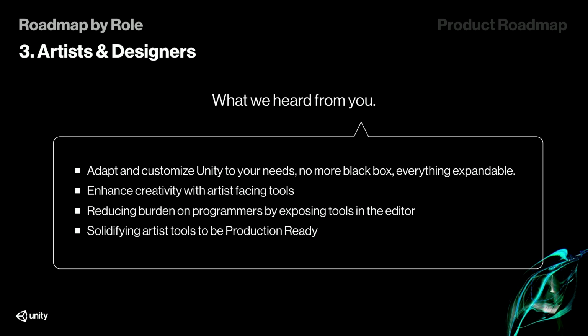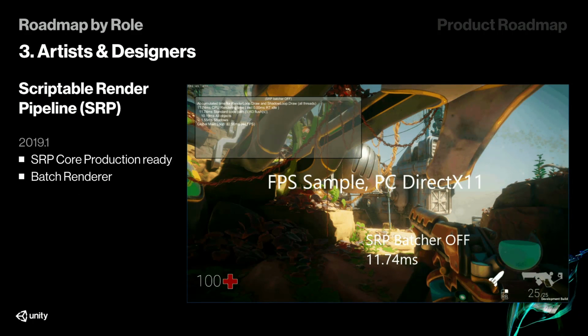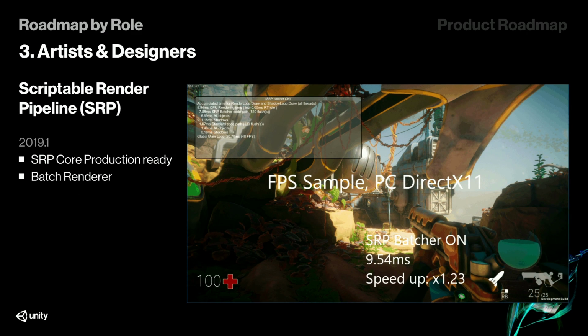And also moving out of preview. We definitely heard last year, these are all a bunch of great new features, why are they all in preview? Well, we're working on them. So this is the year of things coming out of preview for us. In 2019.1, SRP Core is now production ready.